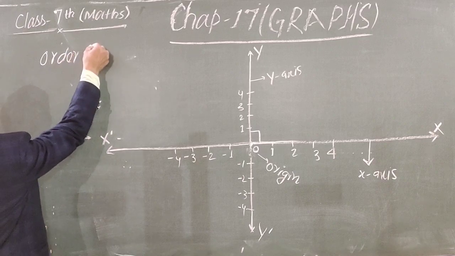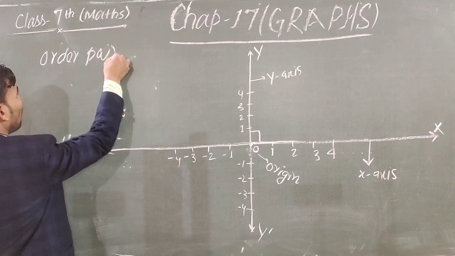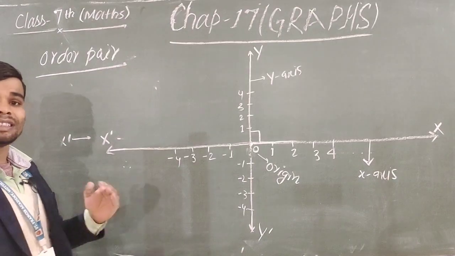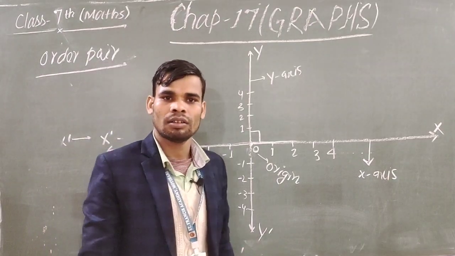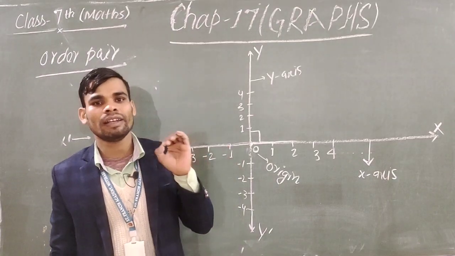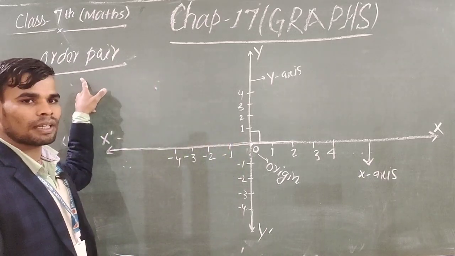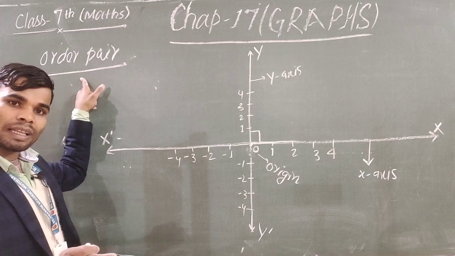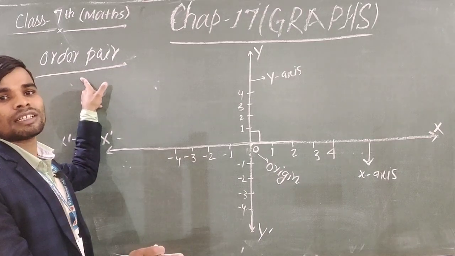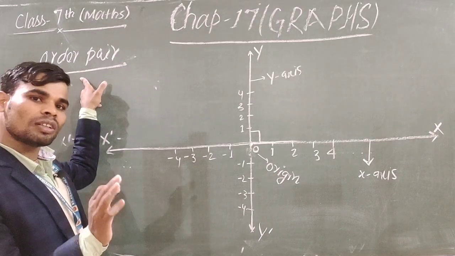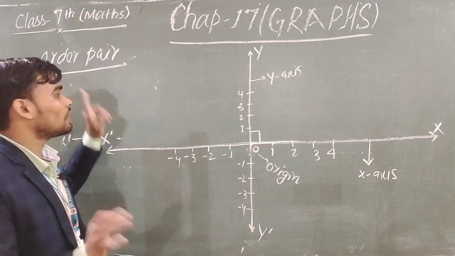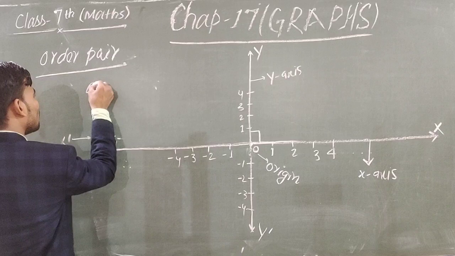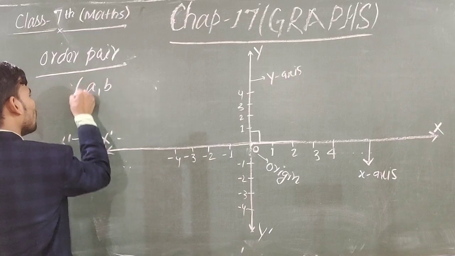Ordered pair. An ordered pair is a pair of numbers taken in a specific order, or in systematic order. Order plays a very important role in the ordered pair. In order means there is a rule that in the first position the x coordinate will come, and in the second position the y coordinate will come. So in an ordered pair, what am I taking? I am taking 2 points, suppose A and B.